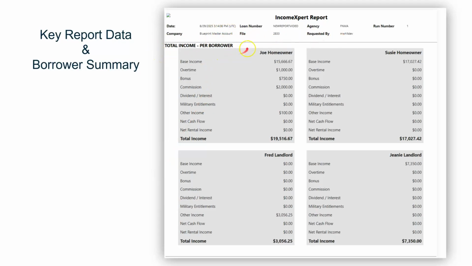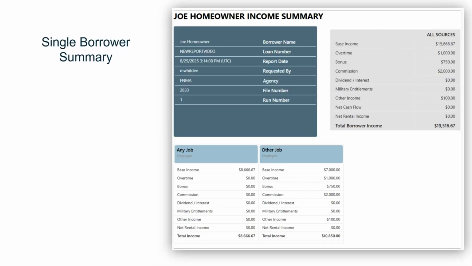All the borrowers are now laid out on the first page in a summary, so you can have quick access to see what the total income on the entire file is, not just a single borrower. Before you had to scroll down multiple pages to do this work, we've now put it in a singular place to make the format easier.